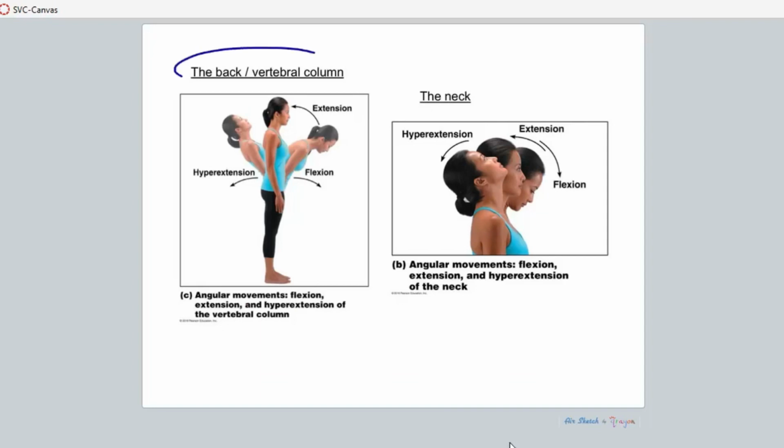So this is the back or the vertebral column. Flexion of the back. Extension of the back. Hyperextension of the back. Here we have the neck. Flexion of the neck. Extension of the neck. Hyperextension of the neck.